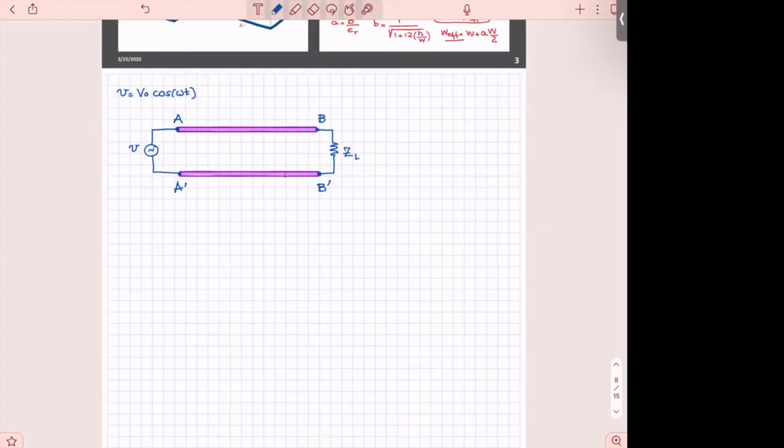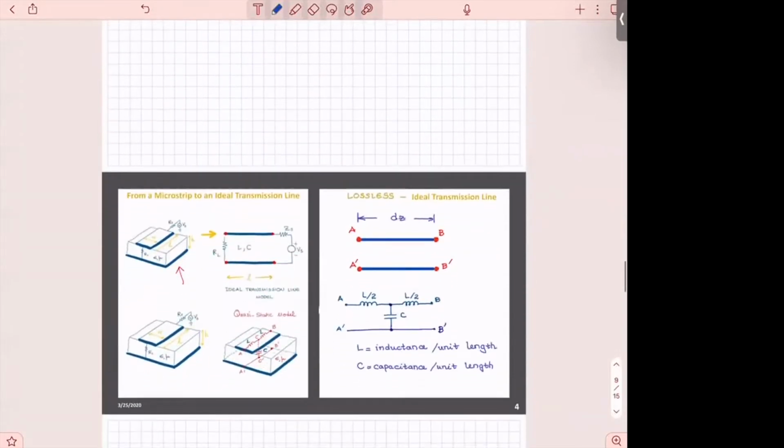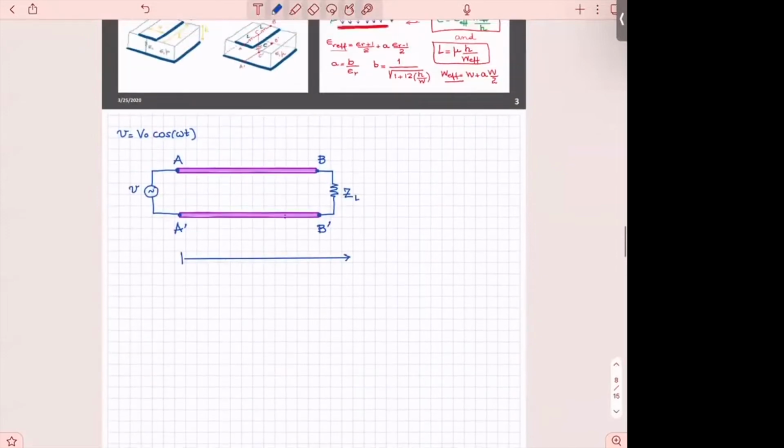And this one is going to have a length. Usually we indicate that as the Z direction, and you will put for now Z equals 0 here at the beginning of the line. Now I will do the following. I know that per unit length, this line has an inductance and a capacitance.